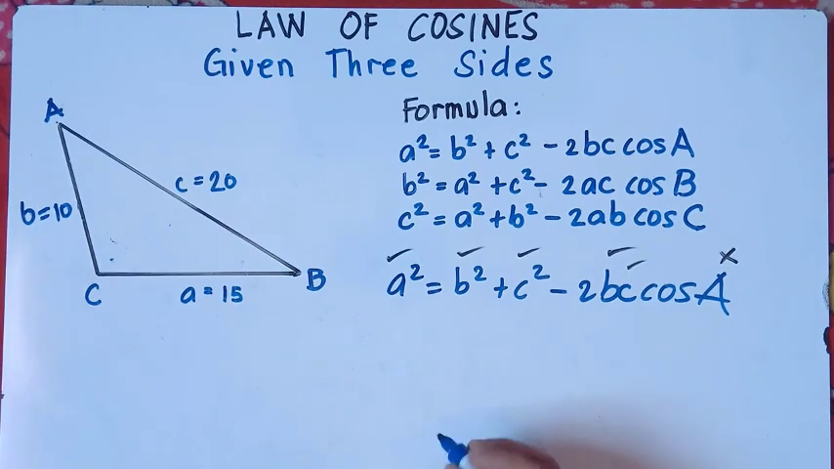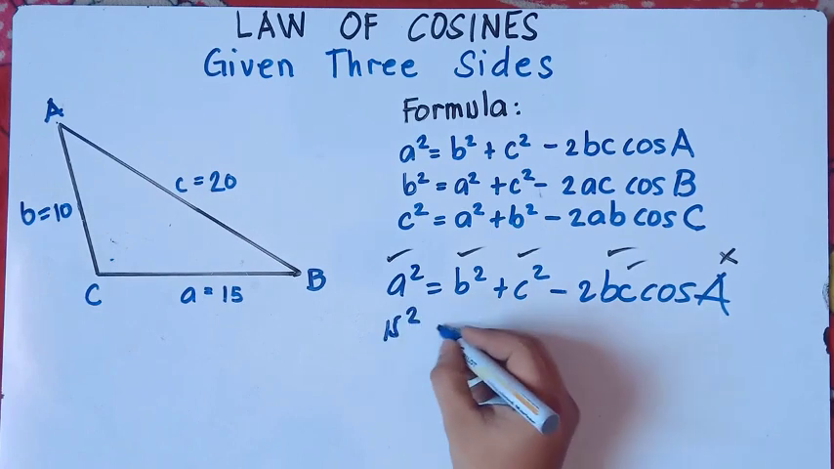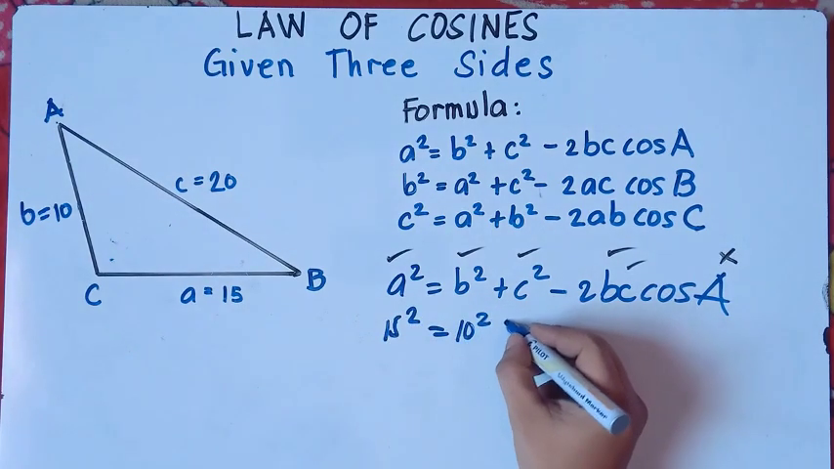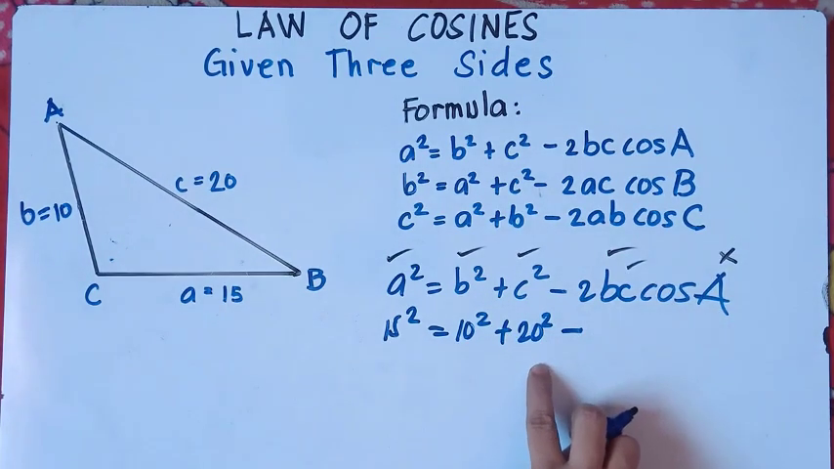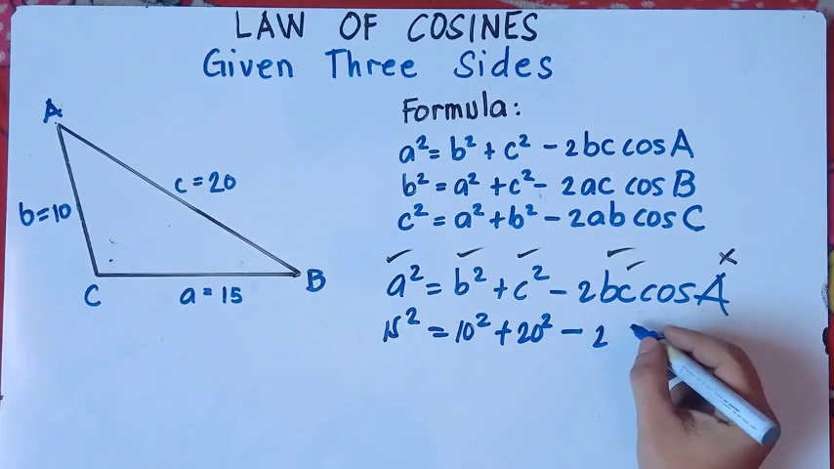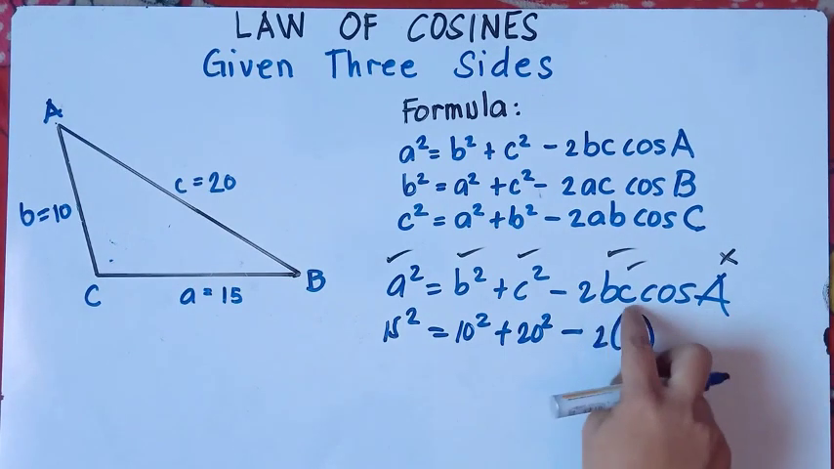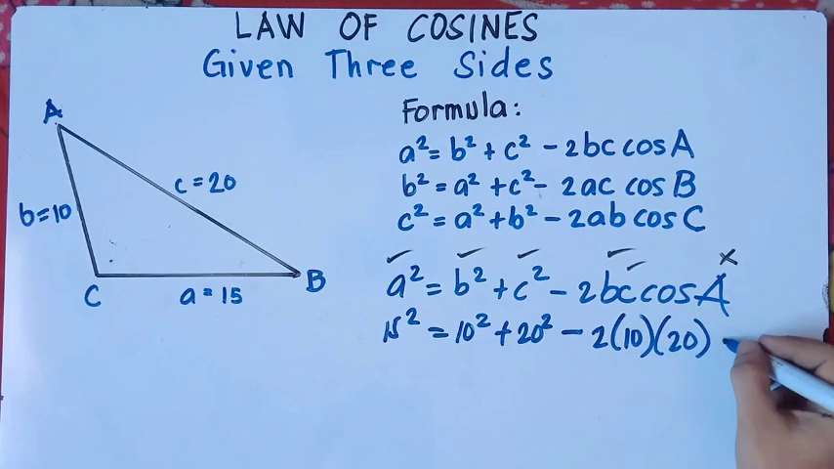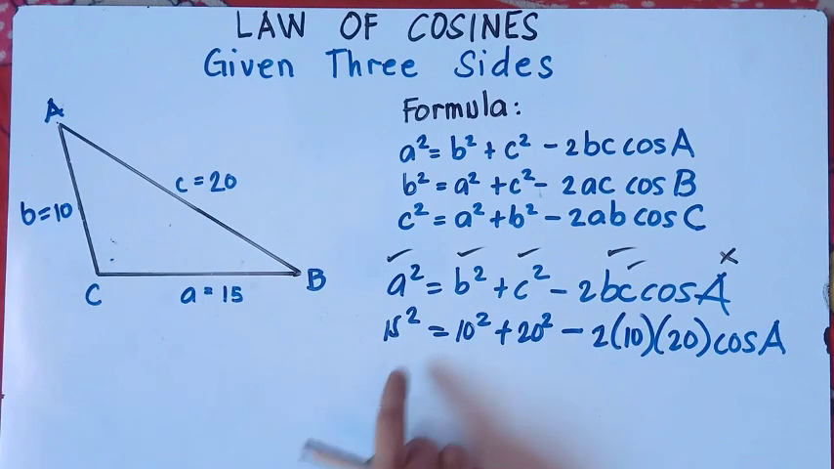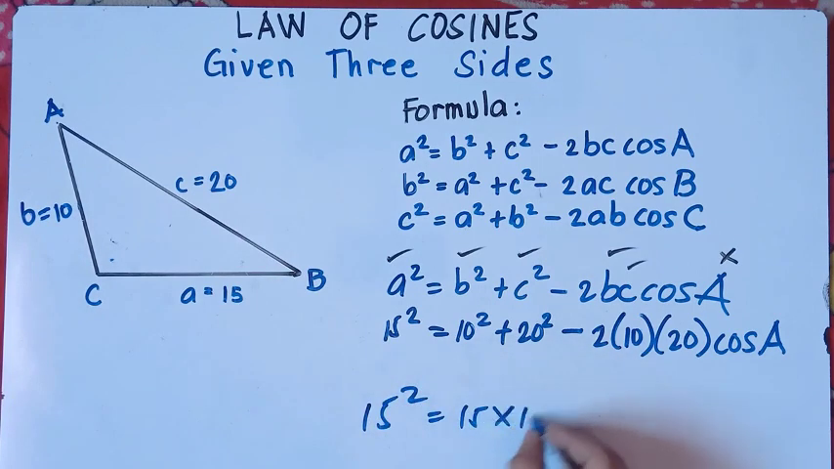So we substitute: a is 15 squared equals b is 10 squared plus c is 20 squared minus 2 times b, which is 10. Do not forget, class, if the variables are close to each other, it means multiplication. So 2 times 10, times c which is 20, times cosine, since you are told to find angle A. So simplify 15 squared, it doesn't mean 15 times 2, class. Do not forget about this one. 15 squared means 15 times 15.